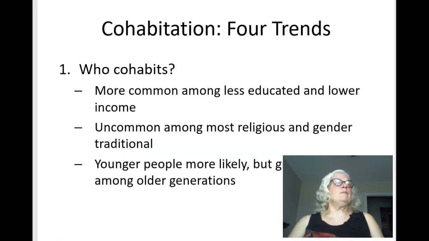So cohabitation, who cohabitates? More common among the less educated and lower income. It is where it works in those situations, moving in together. It's uncommon among most strong religious groups and those with traditional gender ideas. In other words, that a woman's job is to take care of the home, a man's job is to make that living. Younger people are more likely, but fast growing in the older generations as well. And there are social issues too. Sometimes it's cheaper to live together than be apart, and you'd rather be with that significant other in your life, that person that you're in the process of dating or building that relationship with. So this is significant as we look at these trends.